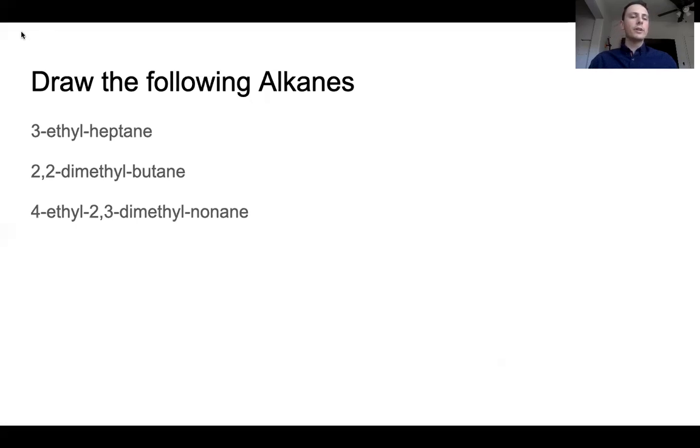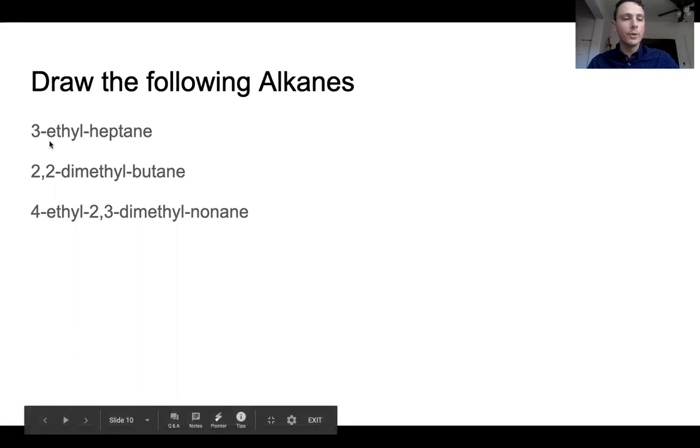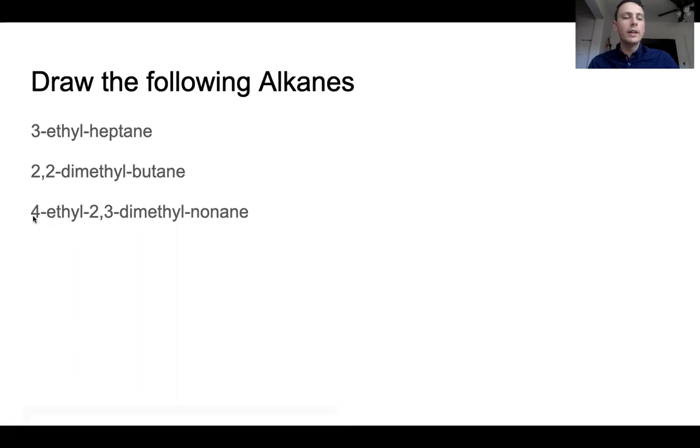So now we're going to take some time to go the other way. I'm going to give you the name and then show you how to draw the alkanes. So we're going to draw 3-ethylheptane, 2,2-dimethylbutane, and 4-ethyl-2,3-dimethylnonane.